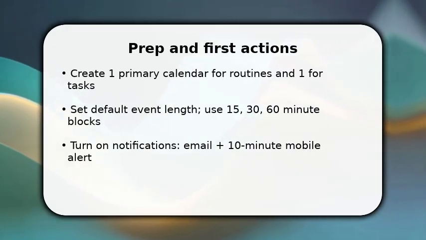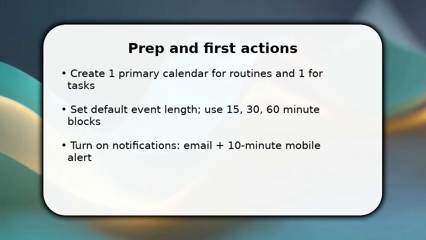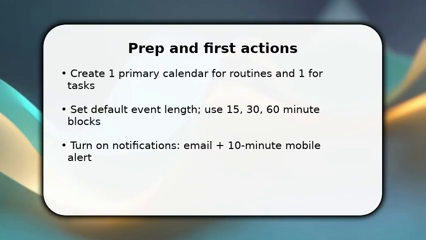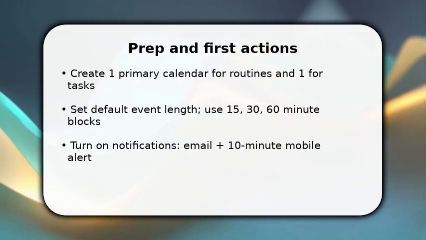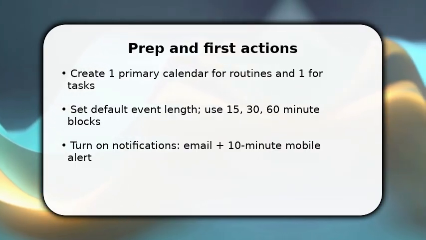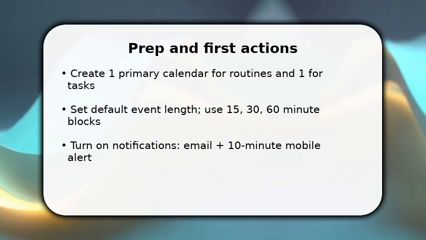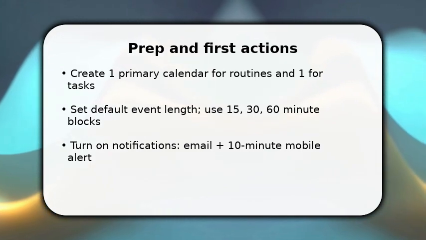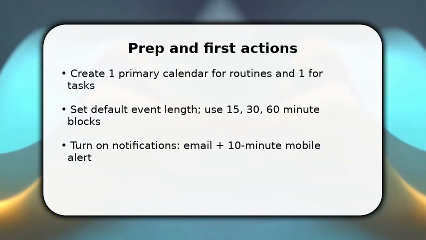Open Google Calendar, create calendars, then set a sensible default event length like 15 or 30 minutes so you don't overcommit. Once done, enable mobile and email notifications for a 10-minute alert. Make sure to allow notifications on your phone. Finally, color code each calendar. Consistent colors cue your brain and make scanning easier throughout the day.